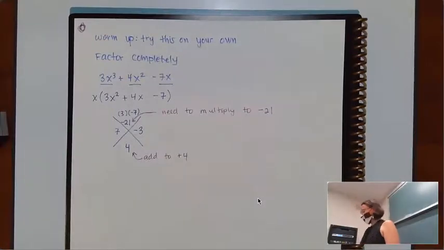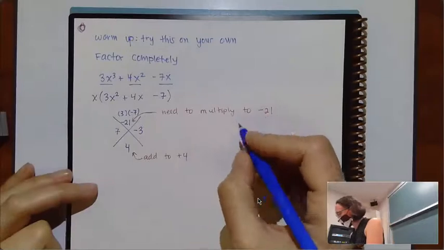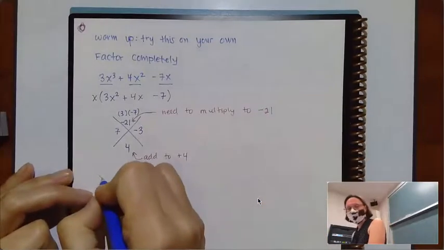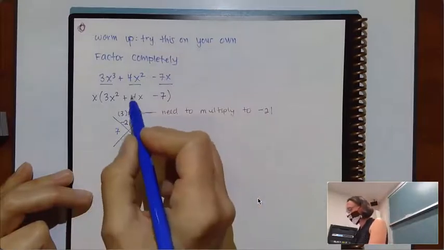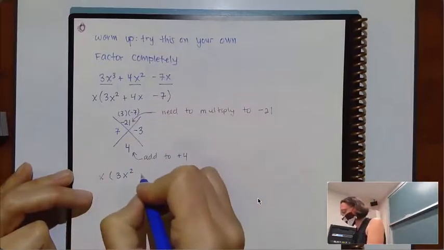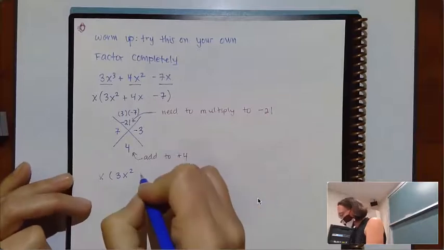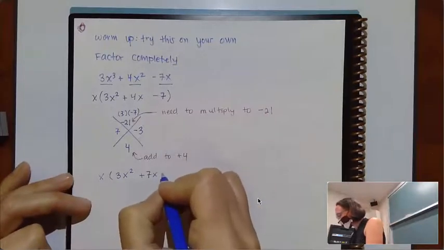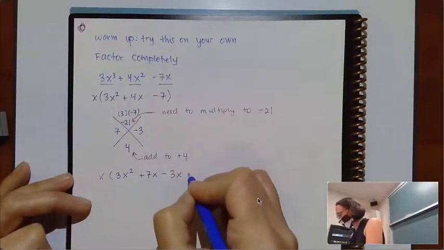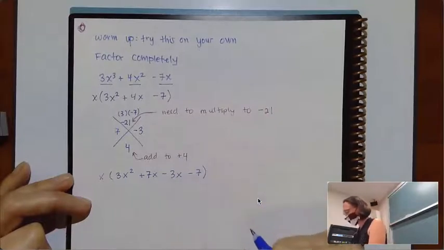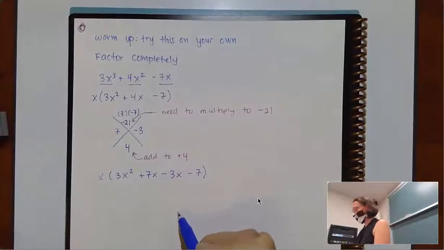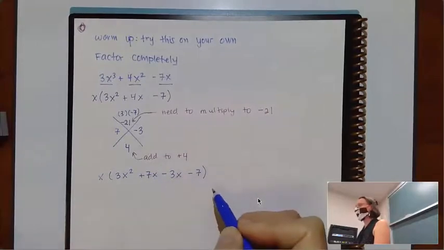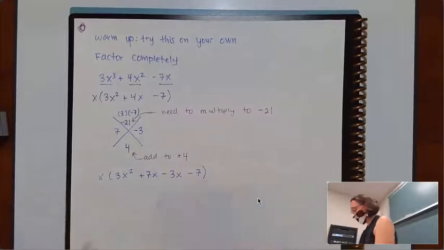So now if I were doing this, I would take this extra step. So we've got that x and I've got 3x squared, but I'm going to take that 4x and write that as plus 7x minus 3x and then minus 7. You could also put those the other way around. You put the -3 first and the 7 second, doesn't matter.